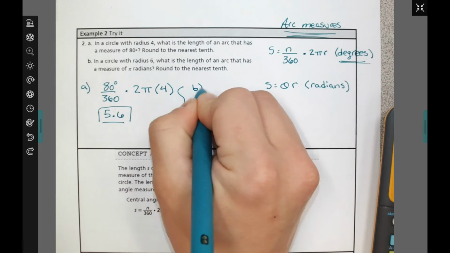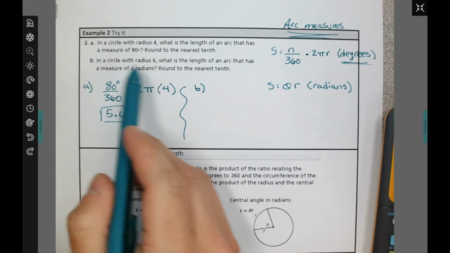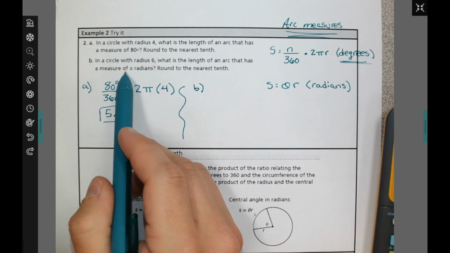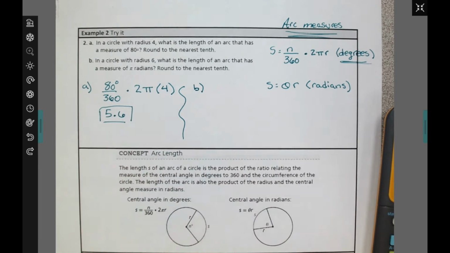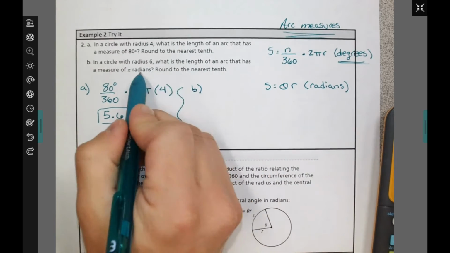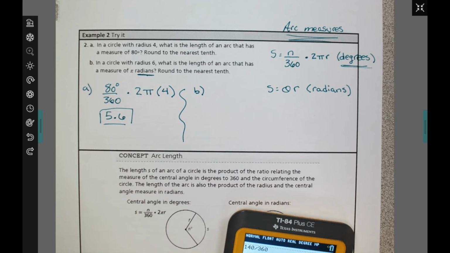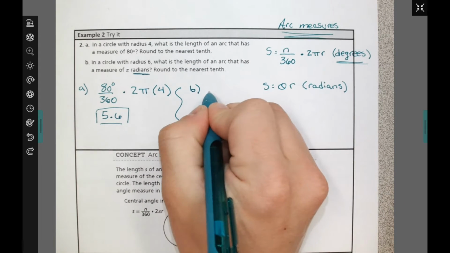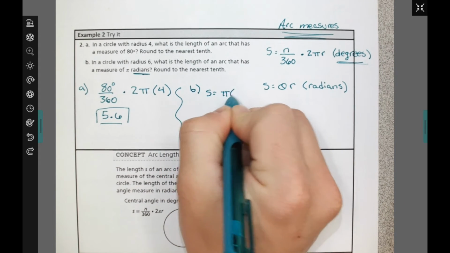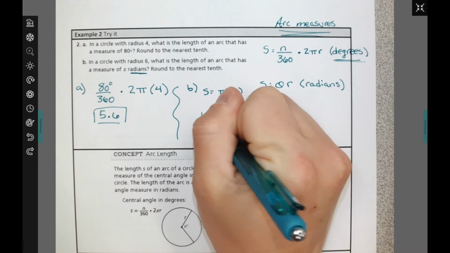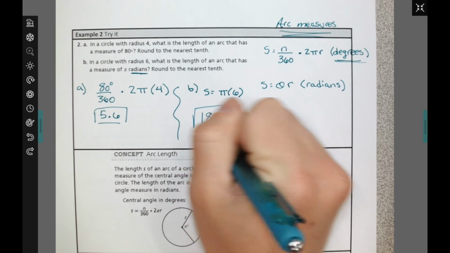For B, they switched it up a little bit. So it says in a circle with a radius 6, they want to know what is the length of an arc that has a measure of pi radians. And again, they want your answer rounded to the nearest tenth. Well, for this one, since they said that we are in radians, we're going to use this bottom formula. So we type in pi, because that was our angle measure, and then we're multiplying by the radius 6. Again, they want to the nearest tenth, so that's going to get me to 18.8.